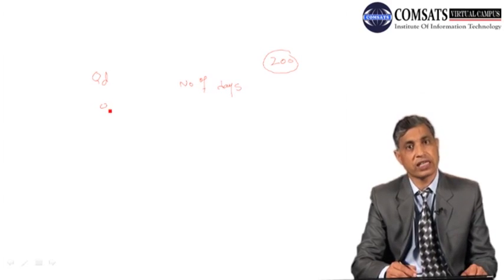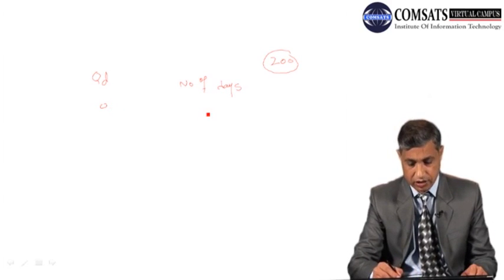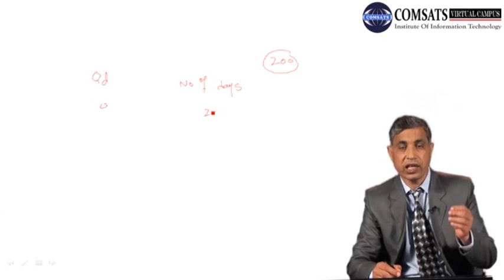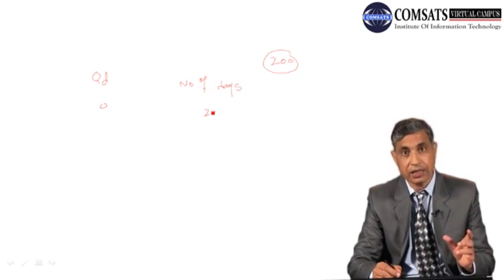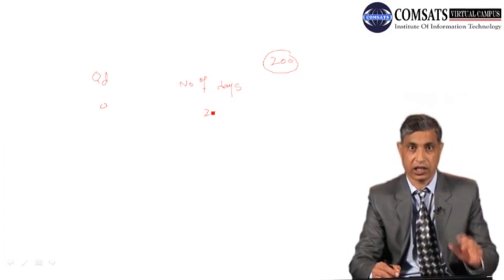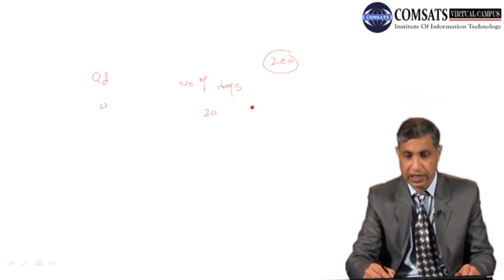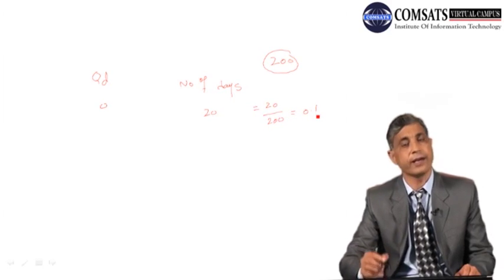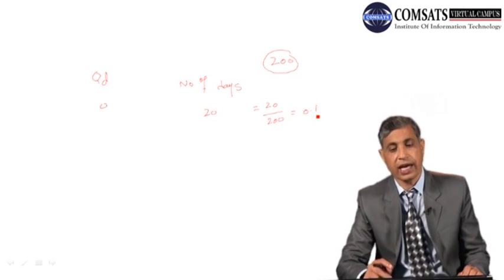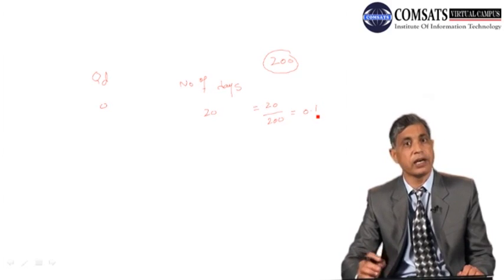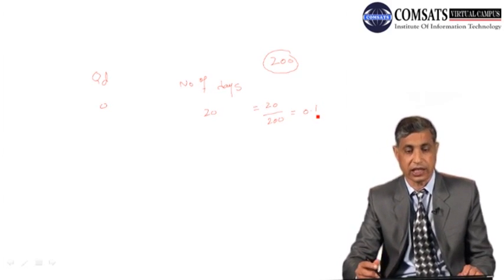0 petrol was sold for 20 days. There were 20 days when the sale was 0. So what is the probability of a sale of 0 in this example? Simply it is 20 divided by 200, and it is equal to 0.1. This shows that out of 200 days, there will be 20 days on which there is a probability that no one will come to buy the diesel.